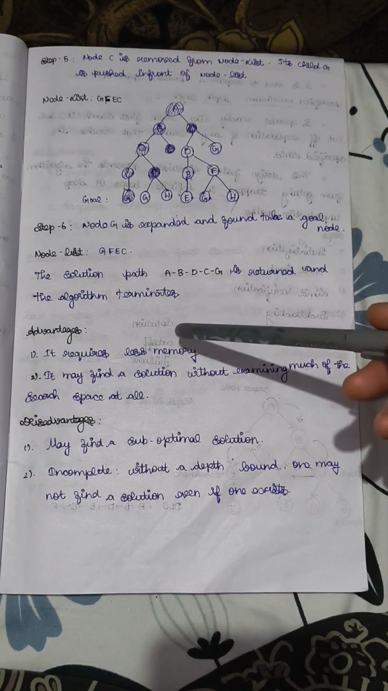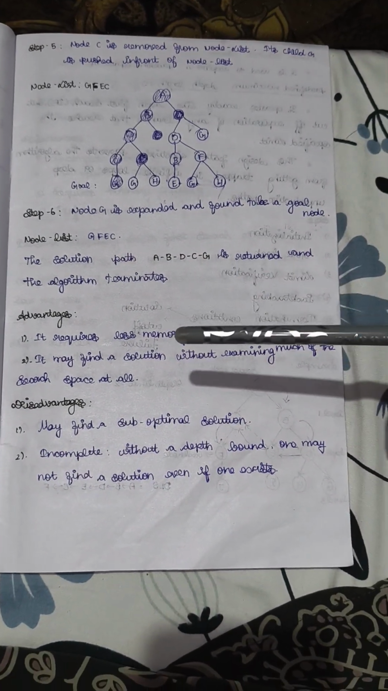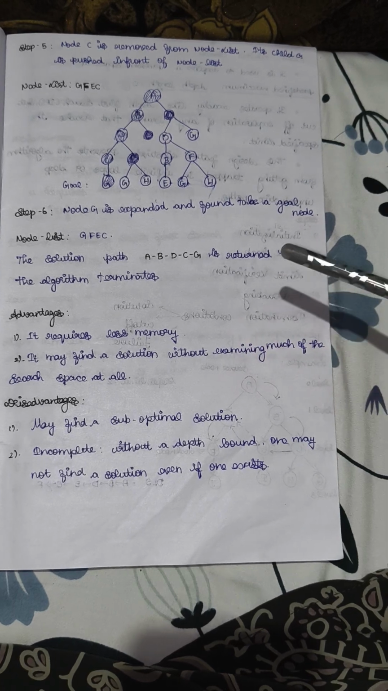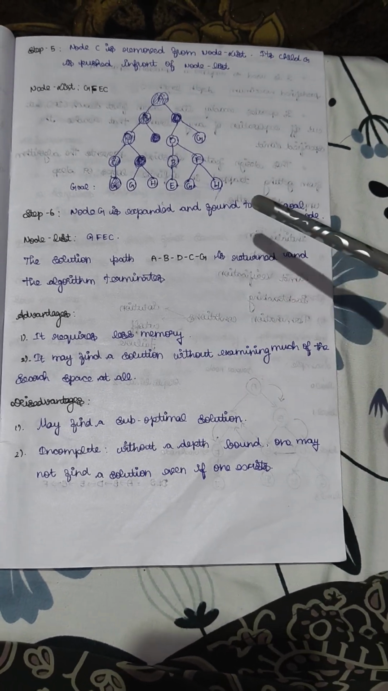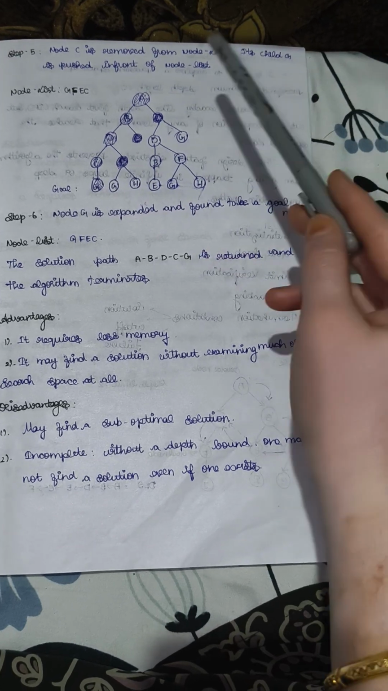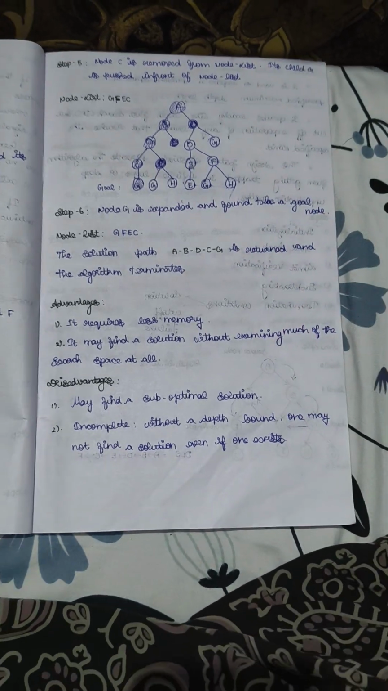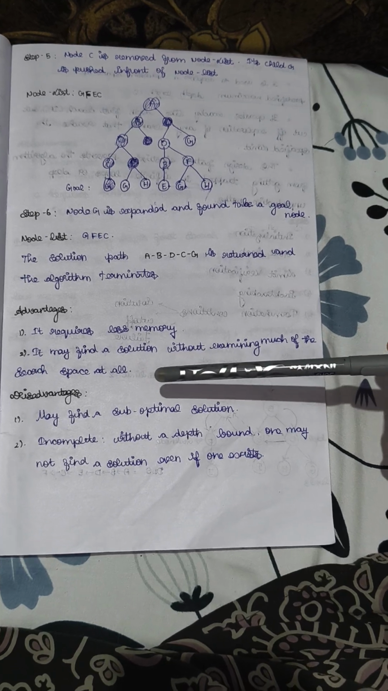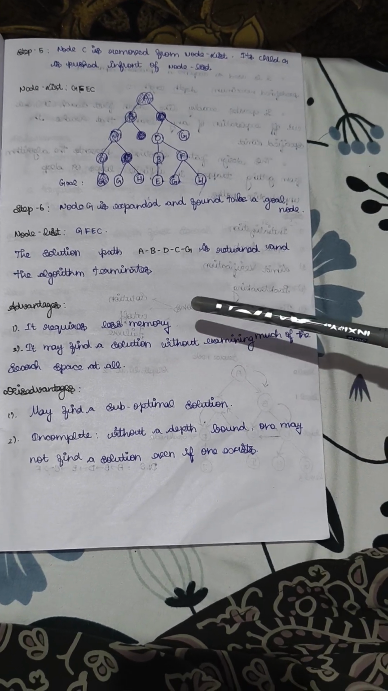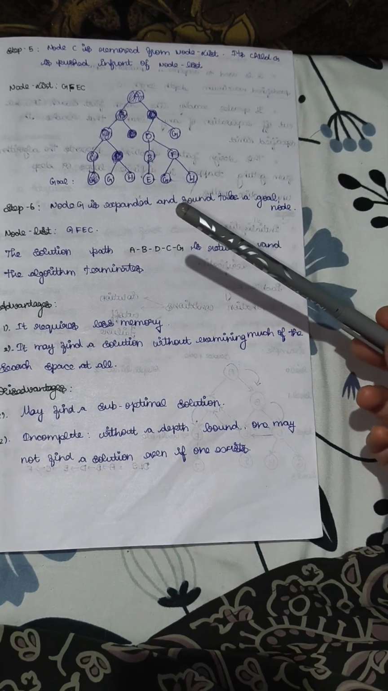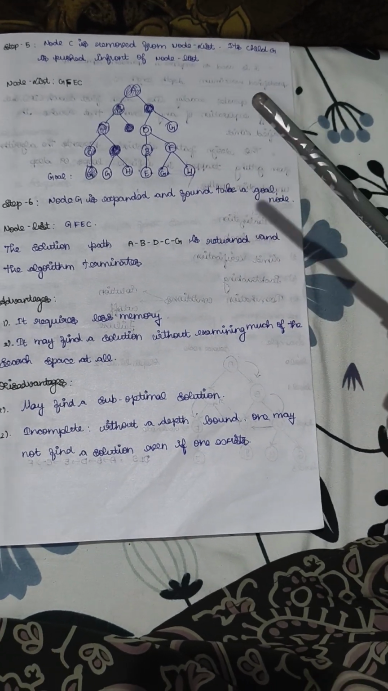The basic advantage is that it requires less memory. It may find a solution without examining much of the search space at all, because it simply searches using the left hand side and then proceeds with the further steps. The major disadvantage is that it may find a suboptimal solution. So this may not give an accurate best path for the problem.